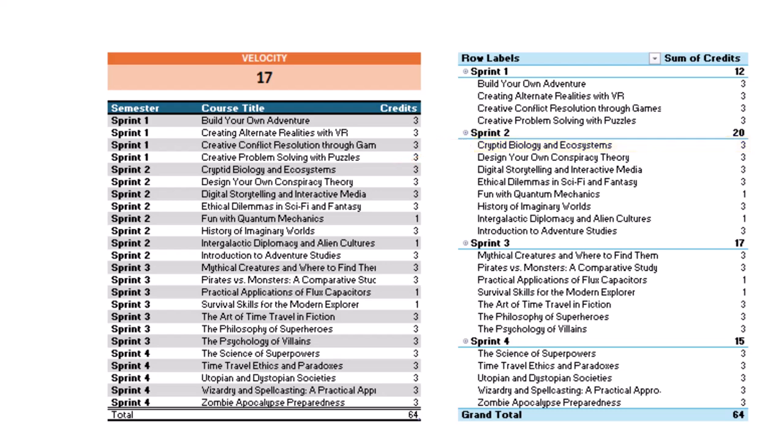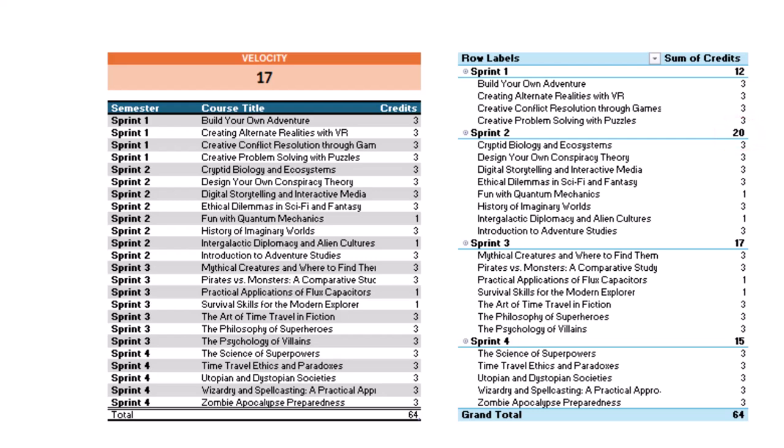Now that I'm carrying the course into Sprint 2, the plan for that sprint also changes. Initially, Sprint 2 was planned for 17 credits, which was already at my maximum velocity. But since I didn't complete cryptid biology and ecosystems, those 3 credits have to be added to Sprint 2's workload, bumping the total planned work to 20 credits. Now, as you can imagine, this is a problem. My velocity is capped at 17 credits, so taking on 20 credits in Sprint 2 is unrealistic. Just like in Agile, when the workload exceeds the team's capacity, I need to reprioritize and adjust the sprint plan.